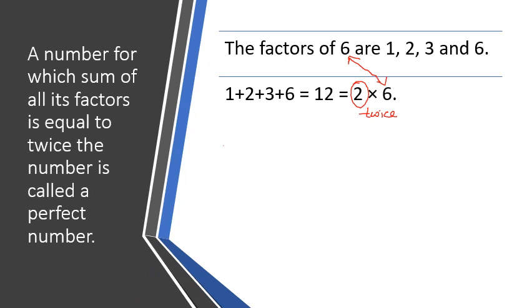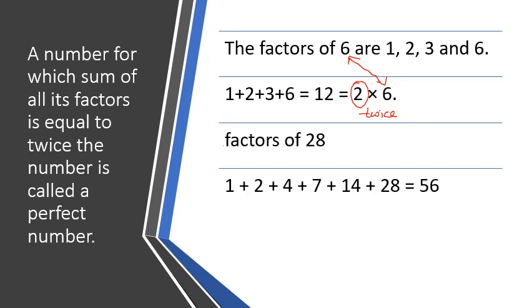Now let us see. Is 6 a perfect number then? Yes, 6 is a perfect number. Why do you say that 6 is a perfect number? Because when you add all the factors, the sum of the factors is equal to 2 times 6. So we can say 6 is a perfect number.